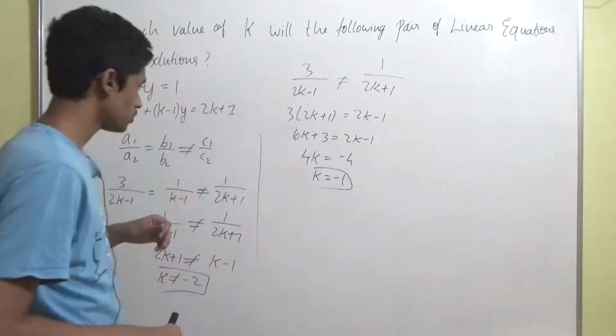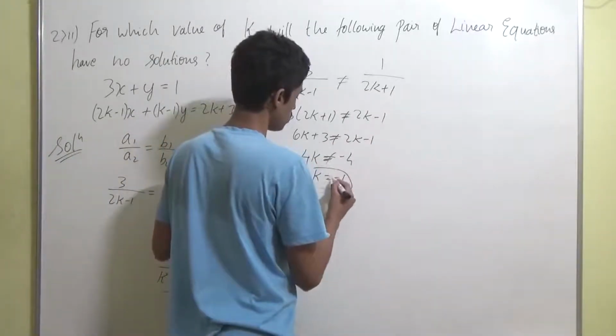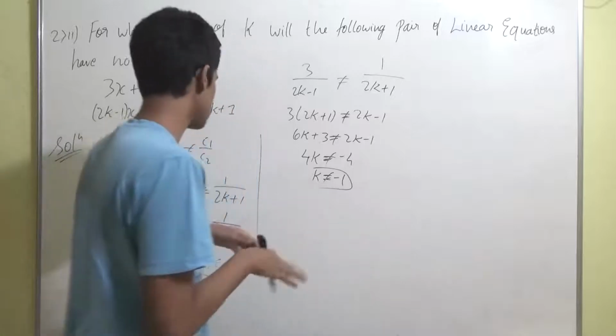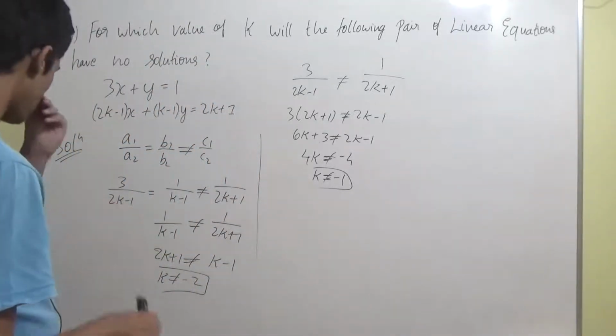Here we got minus 2. So k should not be equal to, okay, here at all we have to maintain this sign, guys. Should not be equal to minus 1. Okay, we also got that k should not be equal to minus 1. We also got that k should not be equal to minus 2. So what's left out now?